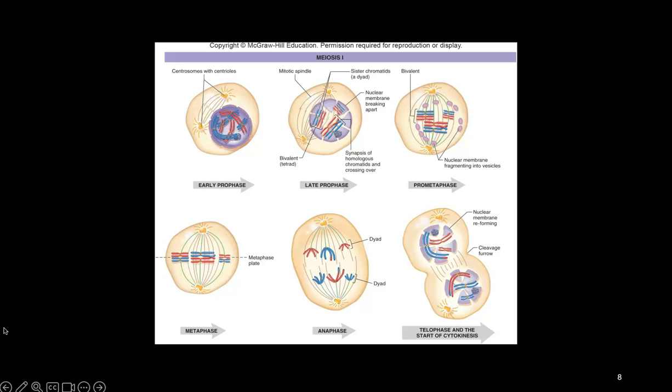Notice that in prometaphase, our homologous pairs of chromosomes are traveling together, and that in metaphase, we see the paired alignment along the metaphase plate. This is very different from what we observed in mitosis with the single file alignment. During anaphase, our homologous chromosomes separate, and by the end of telophase and cytokinesis are located in two separate cells.